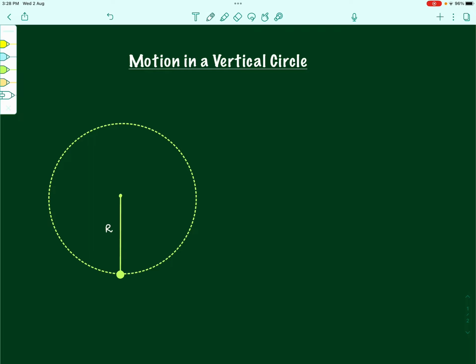We have a particle, which may be like a small bob of mass m, and it is attached to a string of length r. And the upper point of the string is suspended at a certain point O, about which this bob of mass m can now rotate in a circle. Now this circle is kept in such a way that the circle is in the vertical plane.